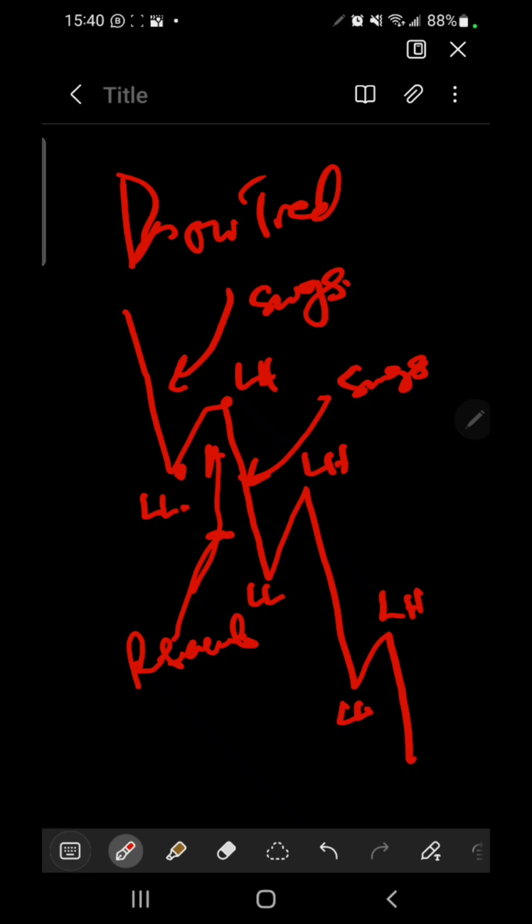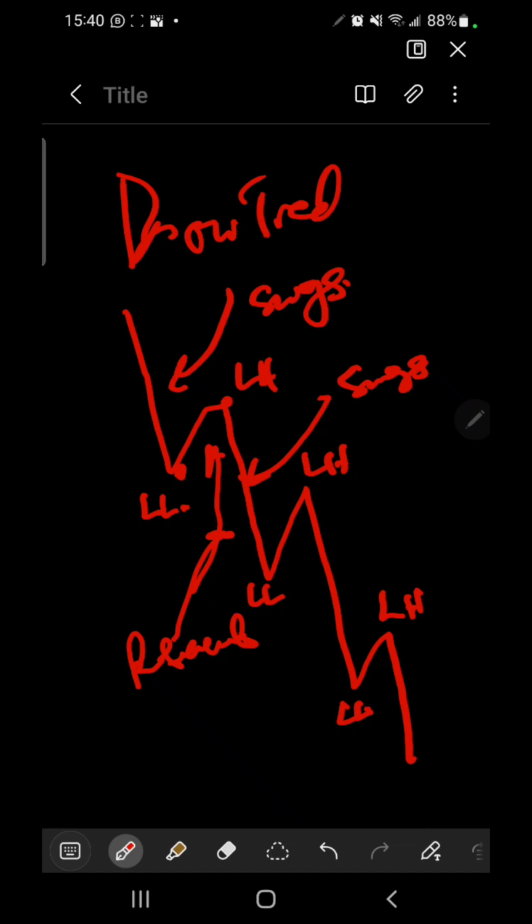So this is the concept of trends in terms of market structure. There are different strategies that are centered around trending markets. You can either be trading using the concept of trends, or you can be trading using the concept of the ranges that we've talked about, the supply and demand zones.